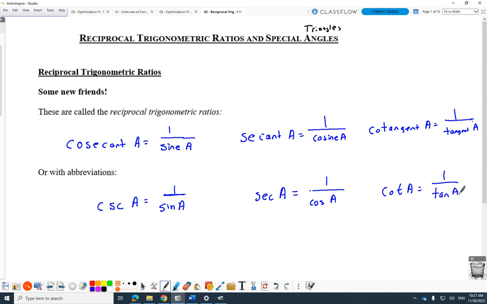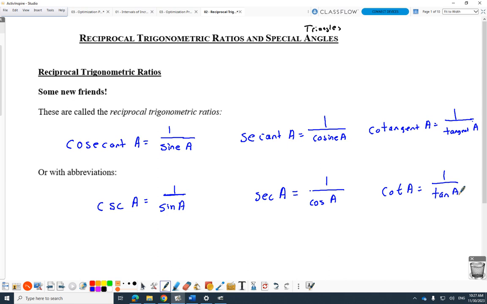Well, that's all for the first slide. I paused for questions, but there's not much to question. It's just me telling you about some new trig ratios. You thought there was only 3. You left grade 10 thinking sine, cos, tan. As it turns out, there's 6. But the other 3 are just reciprocals of these.